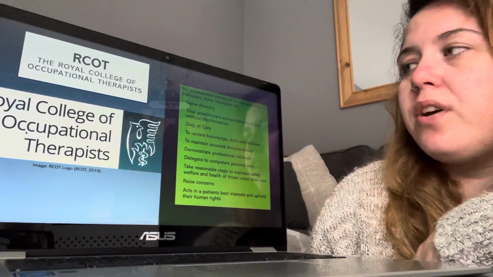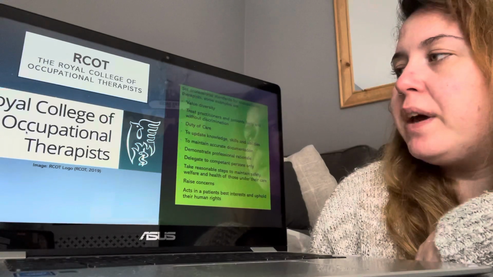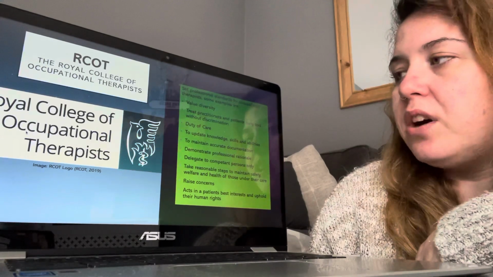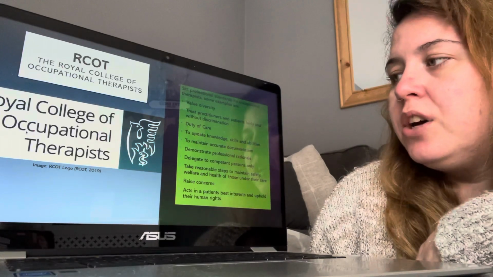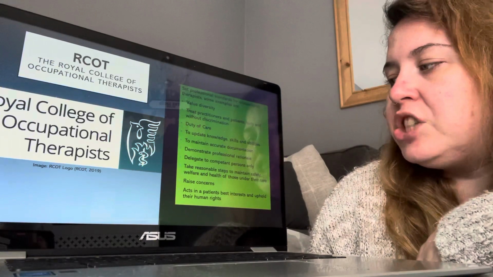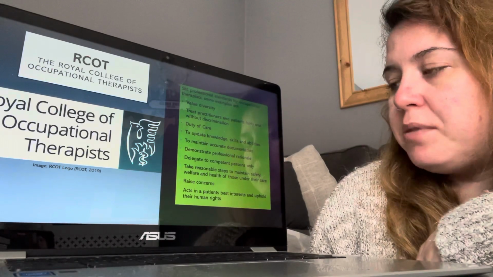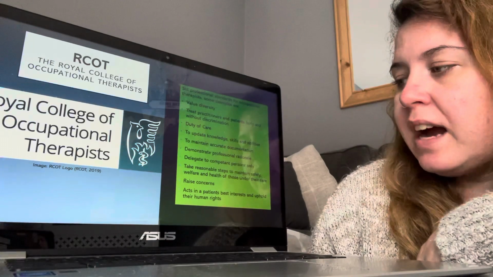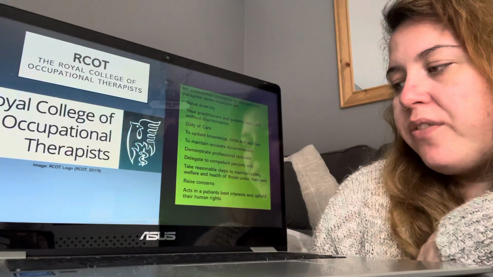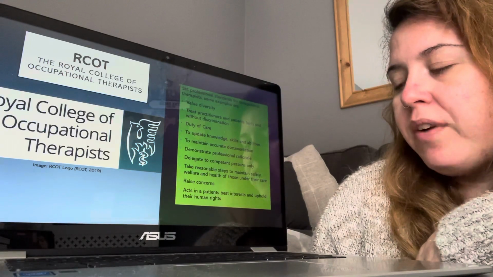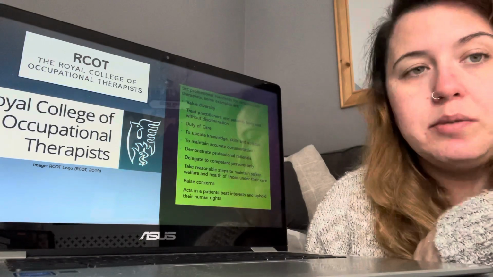So the Royal College of Occupational Therapists set professional standards for occupational therapists, and some examples are to value diversity, treat practitioners and patients fairly and without discrimination, duty of care, to update knowledge, skills and abilities, to maintain accurate documentation, demonstrate professional rationale, delegate to competent persons only, take reasonable steps to maintain safety, welfare and health of those under their care, raise concerns, and to always act in the patient's best interest and uphold their human rights.